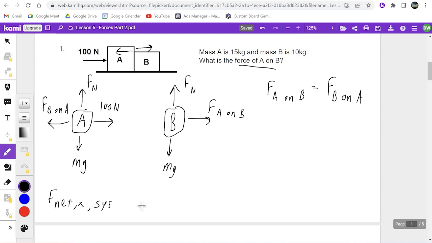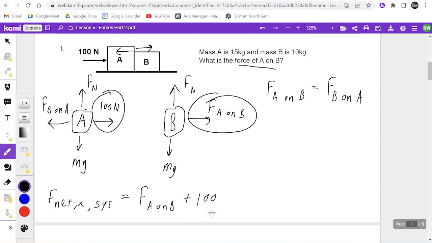Always better to have too much writing than not enough with your notation. And then I'm going to say that equals the forces to the right. What forces point to the right? I have two of them. I have force A on B, and I have the 100 Newton force as well, so plus 100. And then minus the forces pointing to the left. There's only one, it's F B on A, so minus F B on A, just like that.